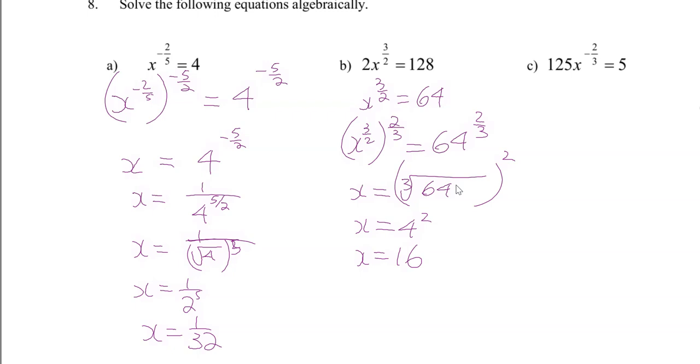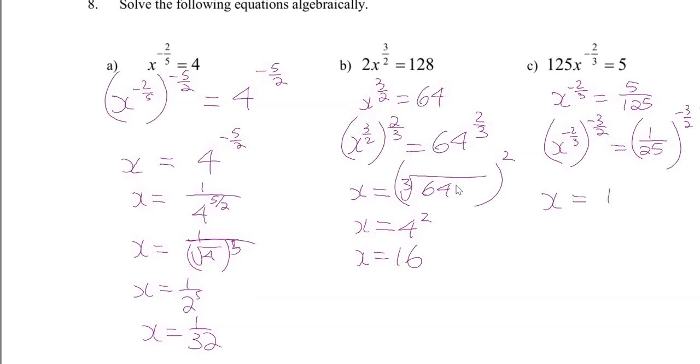Last one, same deal. You cannot work with the x to the negative 2/3 when there's a number there. So we have to divide both sides by 125. You have to isolate the power, the x to the negative 2/3. Then we know how this works. I'm going to raise it to the power of the reciprocal, which is negative 3/2. I'm going to rewrite 5 over 125 as 1 over 25. That also has to be raised to the negative 3/2.